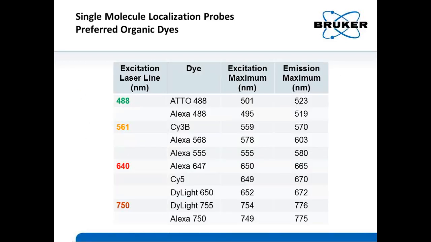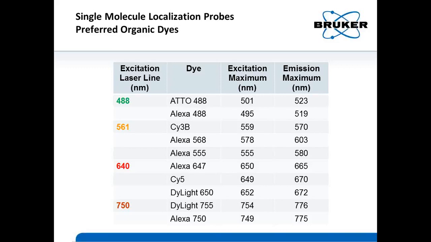Okay, so what are some of the preferred organic dyes? There are two classes of dyes that you can use: organic dyes and fluorescent proteins. Organic dyes are tenfold more photon rich than fluorescent proteins. And of course, if you're just starting out, you also don't need to invest the time and effort into making a fluorescent construct.